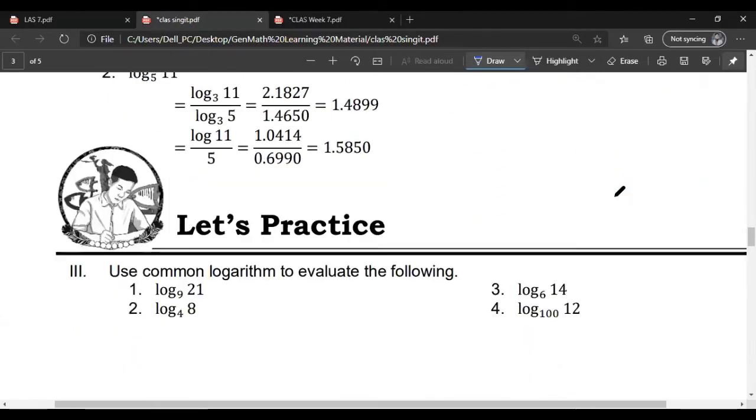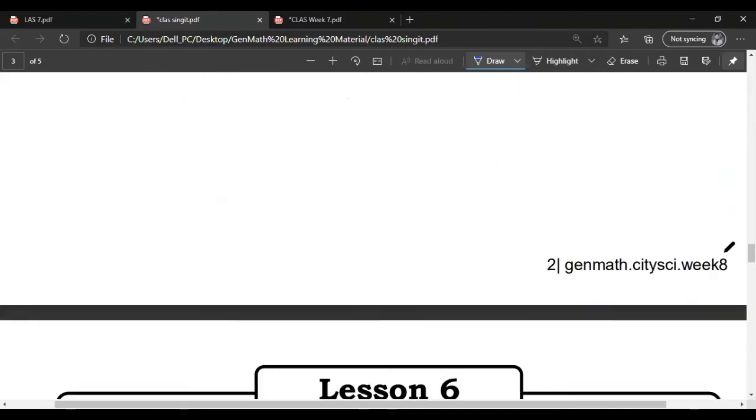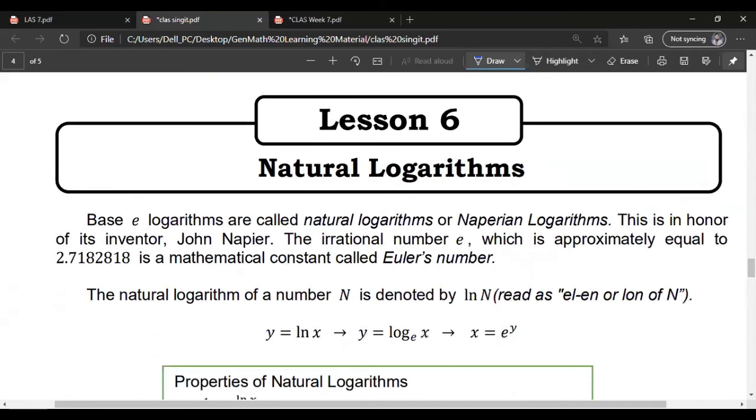Okay. Now, ito na. Use common logarithms to evaluate the following. Try this at your home. Okay, ito second to the last topic na natin sa class. Don't worry. So, ayan. Natural logarithms. Kasi mayroon pa tayong solving logarithmic equations and inequalities.